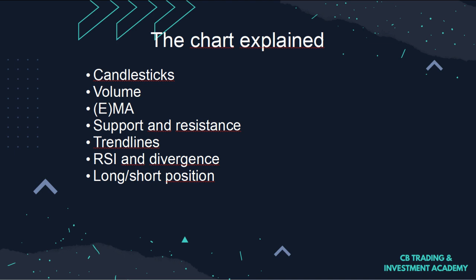So there's a couple of things I'm going to walk you through. We'll start with candlesticks and volume. We'll talk about the EMAs and MAs, so the exponential moving average and the moving average. A little bit more about support and resistance, trend lines, RSI and divergence, and long-short positions, which you can find sometimes on charts, analysis, and how you can enter of that. So yeah, we'll go about that.